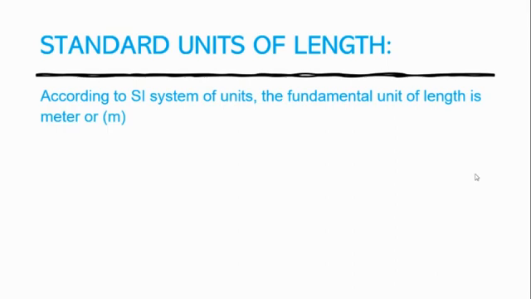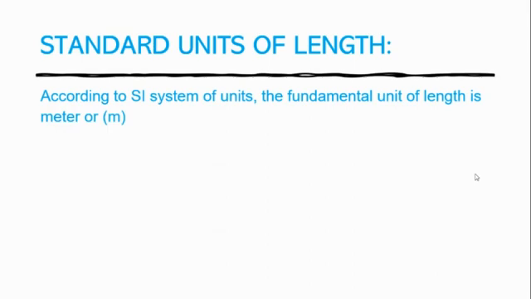The meter is not a convenient unit for expressing long lengths. If you want to calculate the distance from India to New Zealand, you cannot express it in meters. It would be a really long number to express, and that would be really tough. So we have a multiple of meter which is more than a meter, and that is the kilometer.